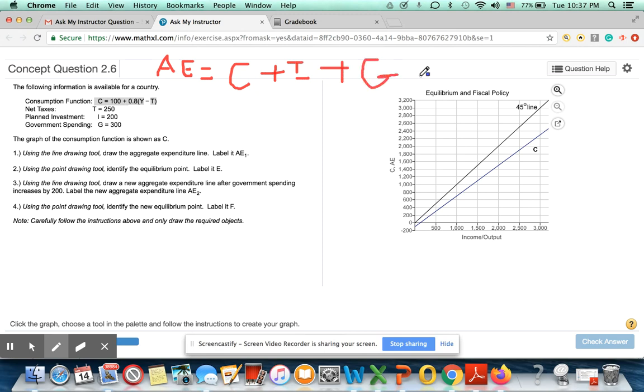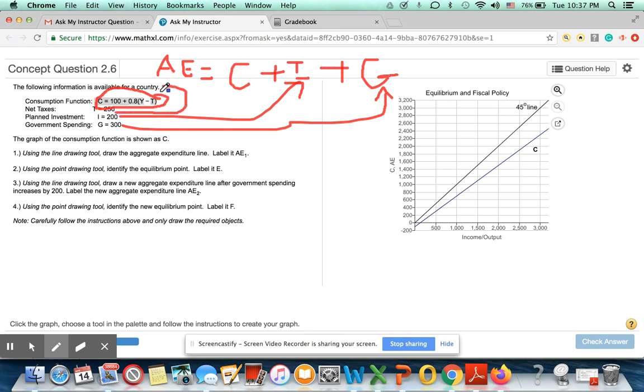So I is 200, G is 300. And consumption is given by this equation. But don't forget that tax is 250, so we need to subtract 250 in here. It's a lump sum tax. So the aggregate expenditure equation should be like this.